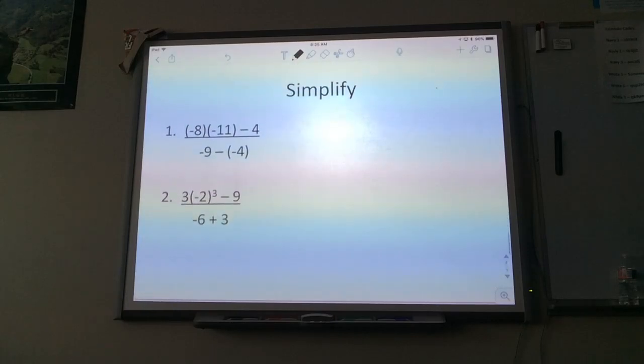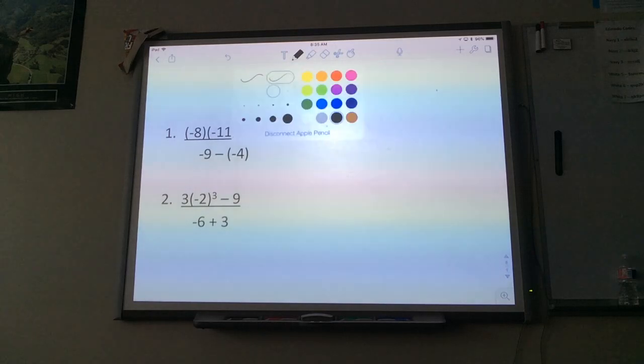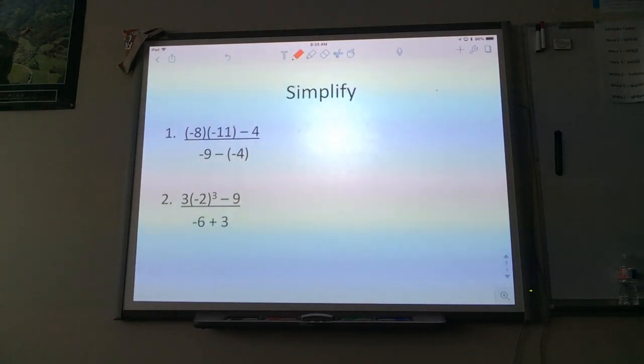Alright, last slide. Simplify these. What would be my first thing that I would want you to do on this one? Parentheses. What would I want you to do before that? What do we not like? We don't like minus signs. Rewrite. Yep, we don't like minus.